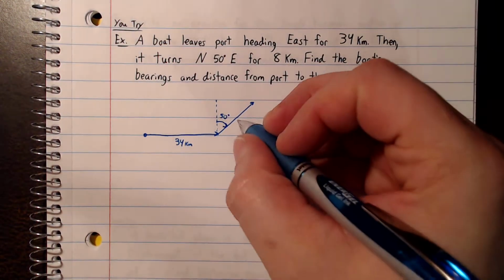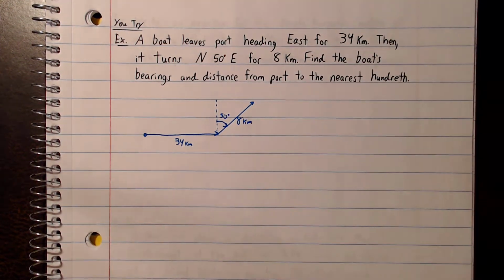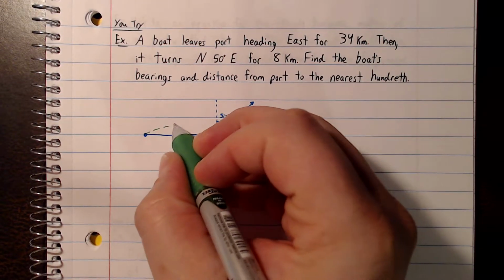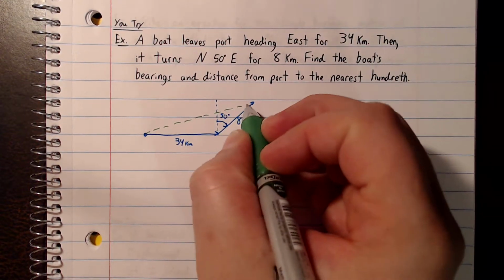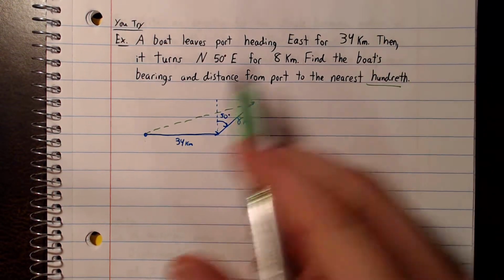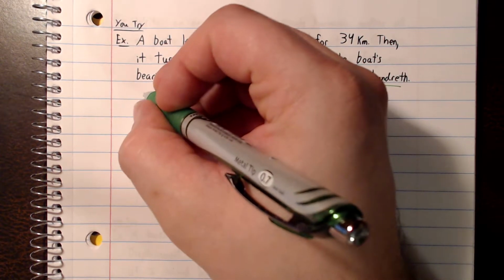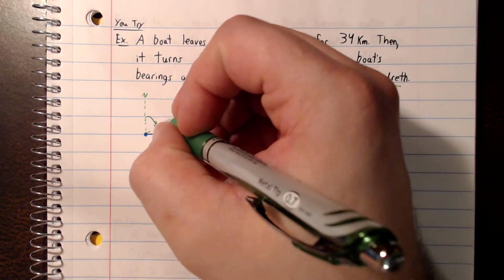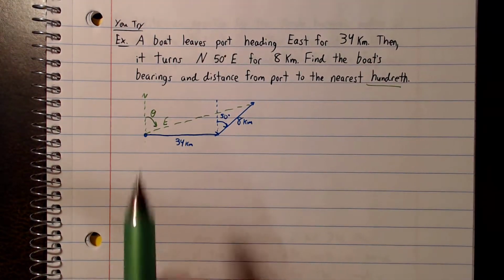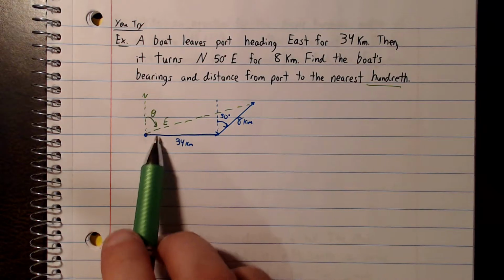And they only went for 8 miles. Oh, I'm sorry, not miles, kilometers. So what we're looking for is how far away from port to the nearest hundredth. Okay, so that's this dotted line. And we want to find the bearing. So it's going to be from north heading east, and we need to figure out that angle. Remember, in the past we got the inside angle, so we need to subtract from 90 to get that.